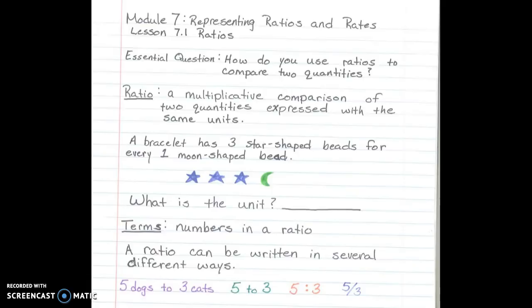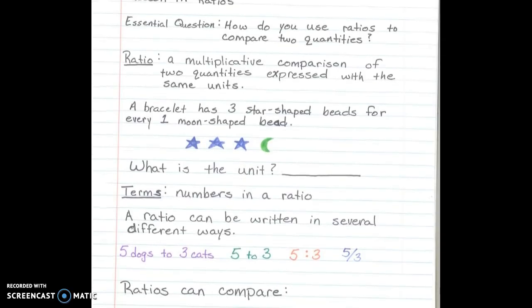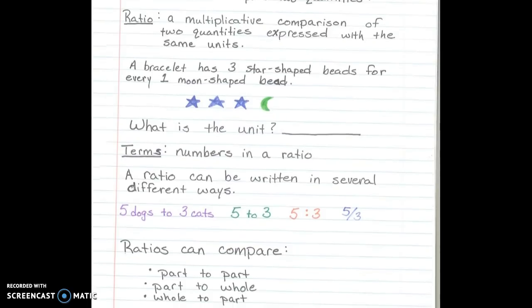First, we must define the word ratio. A ratio is a multiplicative comparison of two quantities expressed with the same units. If we break that down to a little bit shorter, that is a comparison of two quantities with the same units. So let's try to break this apart with an example.